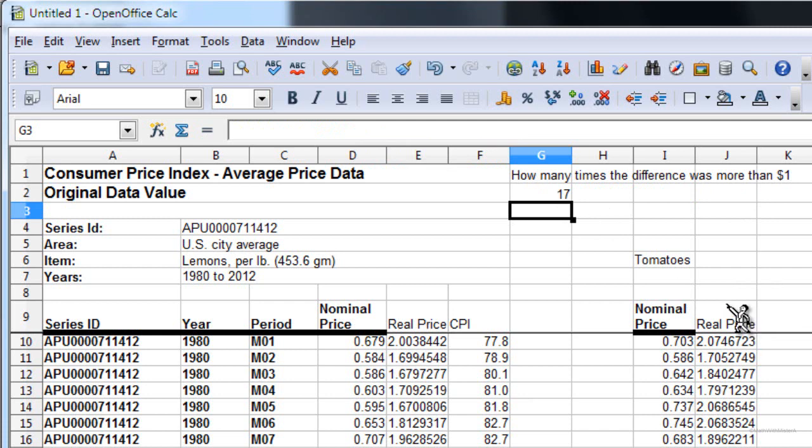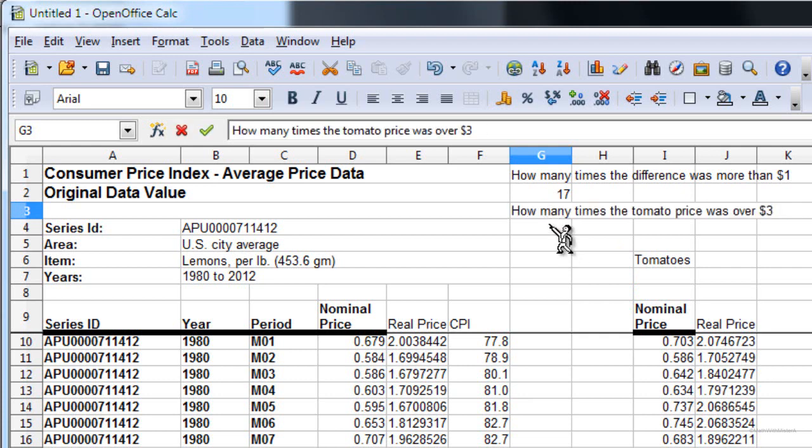Let's figure out how many times was the price of tomatoes over $3. Let's type in the title first. How many times the tomato price was over $3. We'll put the result here in G4. So back up to the formula bar equals another CountIf.